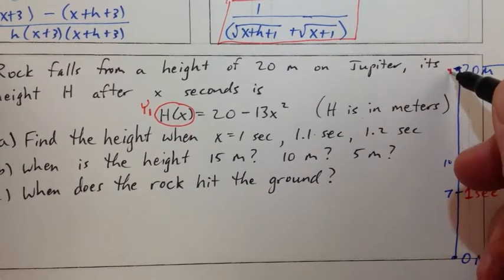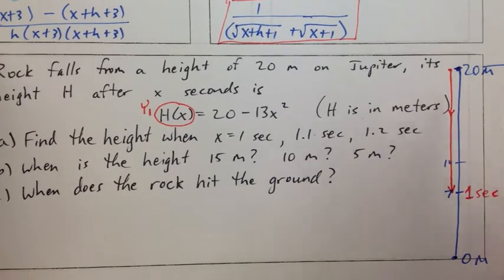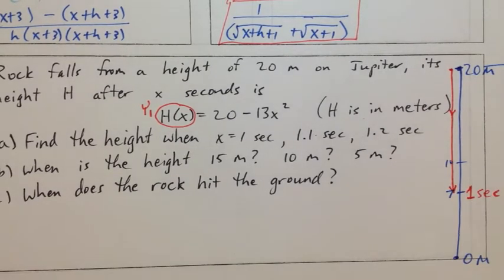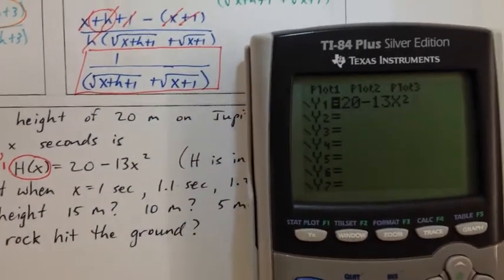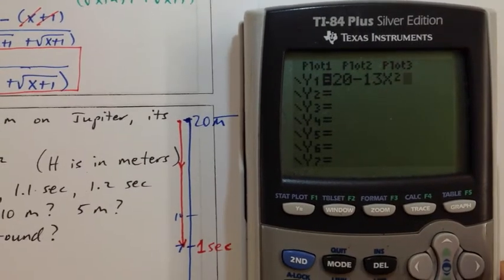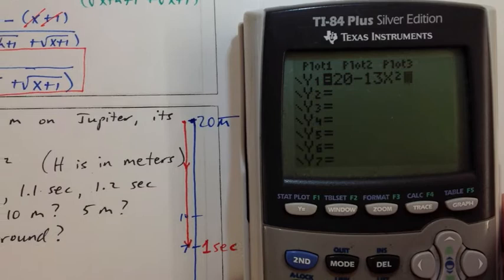So you're dropping a rock, it's going straight down like this, and the time starts ticking as soon as you drop the rock, and 1 second later it's at the 7 meter mark. Then what we want to find out is the height at 1.1 seconds. Let's use our calculator to help us out, because it's important you're able to figure this out with your calculator. And notice that y1 is a function of x.